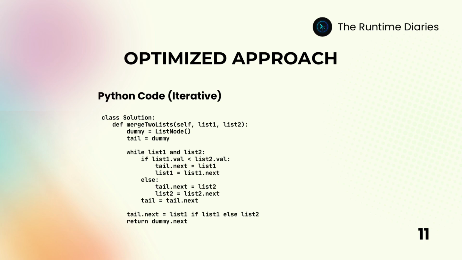After the loop, one or both lists might be empty. We handle this with a single line. Tail.next equals list1 if list1 is non-null. Otherwise, list2. This attaches any remaining nodes. Finally, we return dummy.next, which is the actual head of the merged list. Notice how simple and readable this is once you understand the pattern.